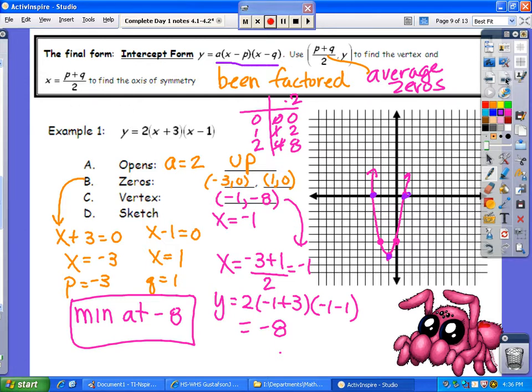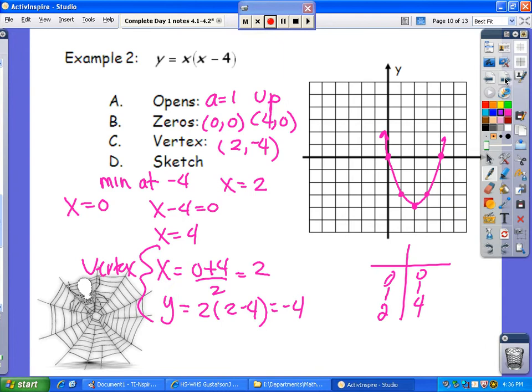All right, practice problem. So practice this one, check your answers, see if you agree. Pause the video as you need if you need more time.